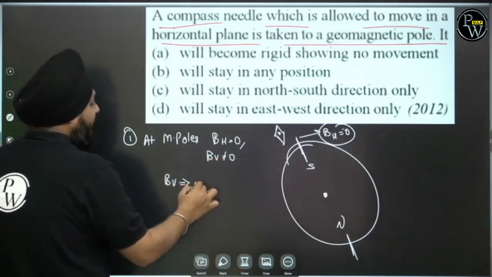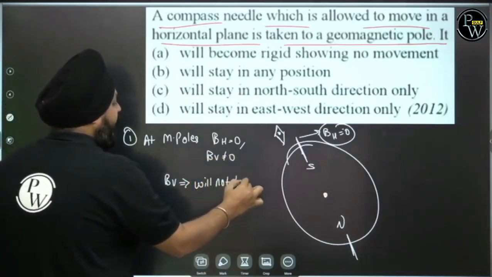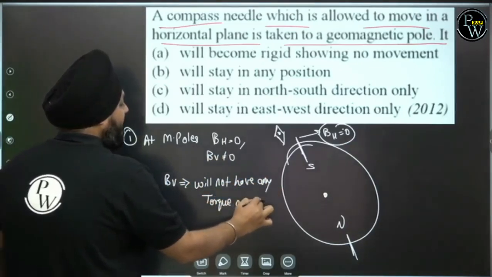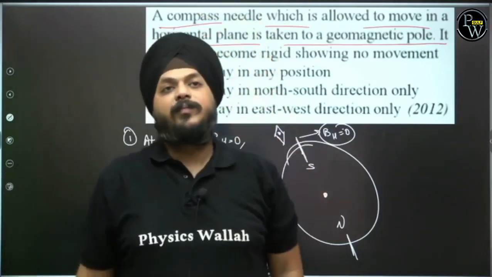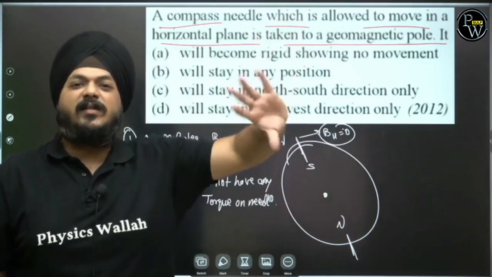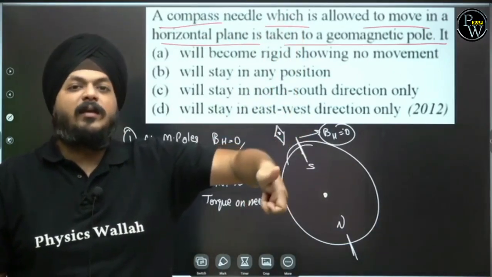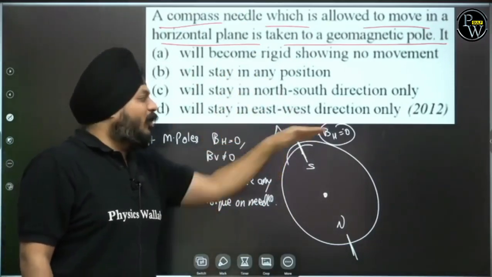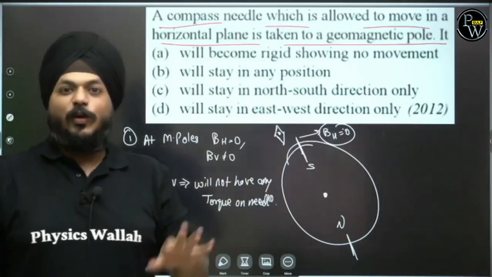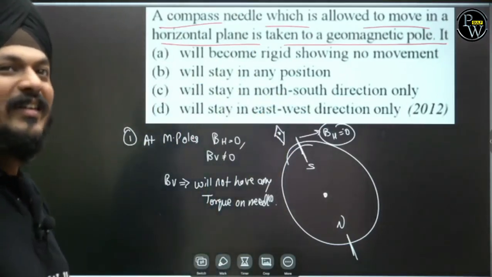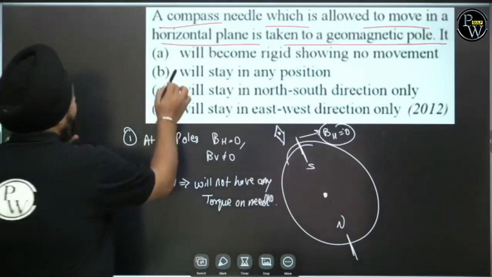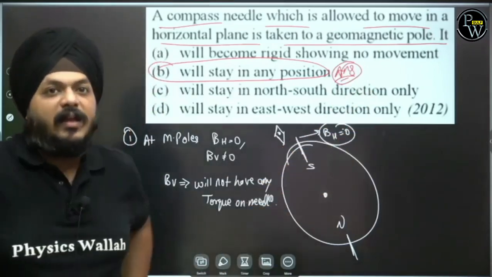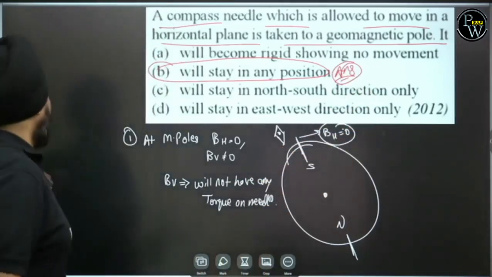The vertical component will not have any torque on the needle, so it is free to move. In any direction it can move. Wherever you apply the force, it will move, because here no torque is there. The vertical component is there, the horizontal component is 0. So no one is going to create a torque. So the answer is that it will stay in any position. Yes or no, guys?